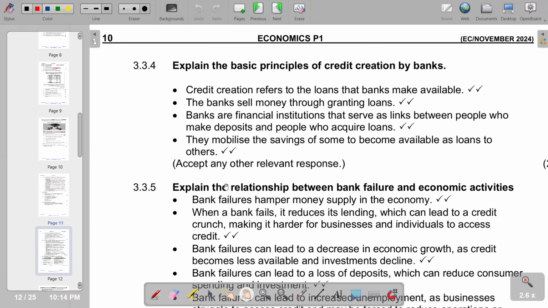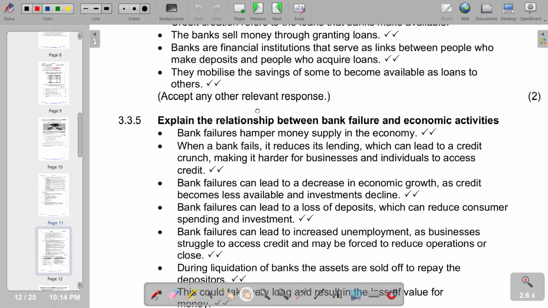Then we also have 3.3.5: explain the relationship between bank failure and economic activities. So this is the relationship that is there.